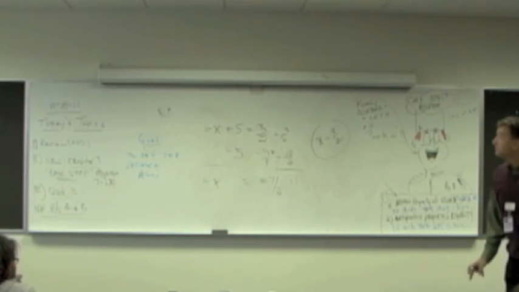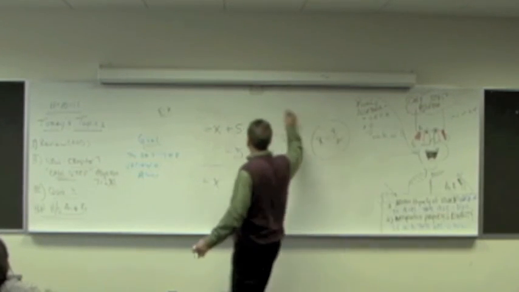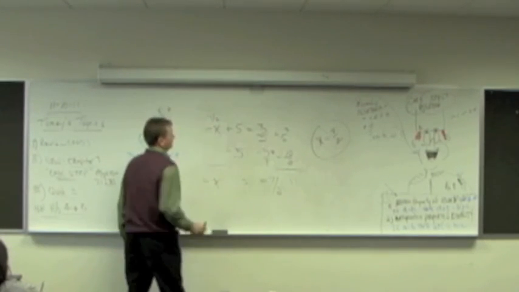How do I know I'm right? Let's plug it in. So if I got 7 halves here, it's a negative.